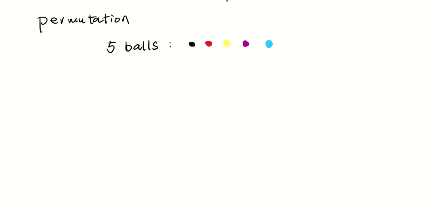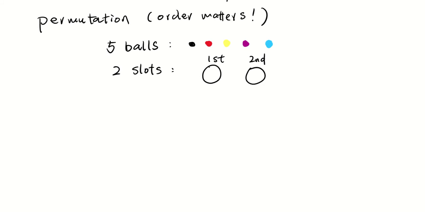But you only have 2 slots. First slot, second slot. The reason I write first and second is because for permutation, the order matters. We want to know the number of ways to fill the 2 slots with those 5 balls. So we will pick 2 balls from the 5 balls.